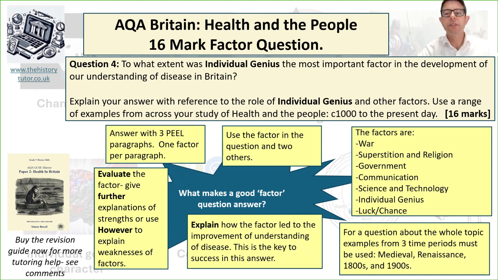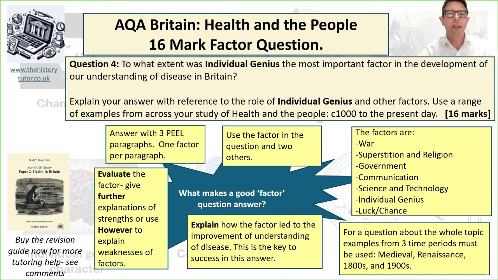Factors are war, superstition, religion, government, communication, science, technology, individual genius, and luck/chance. You need to try and cover lots of the topic. It says to cover across your study, so we need some examples from a range of time periods. In your revision guide, I put this very clearly into medieval time, Reformation time, 1800s and 1900s. So try and cover 3 of those time periods.